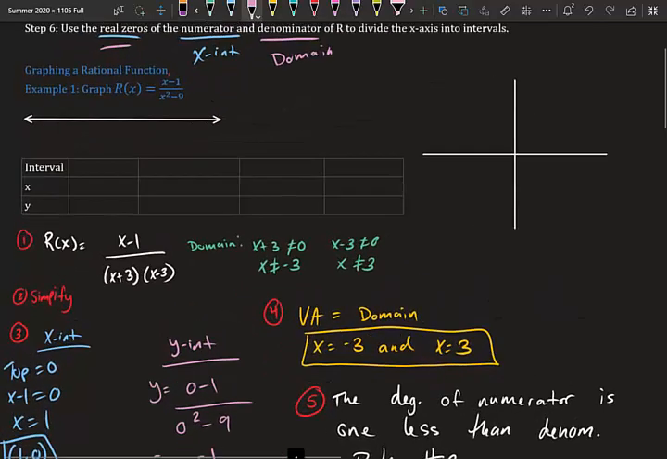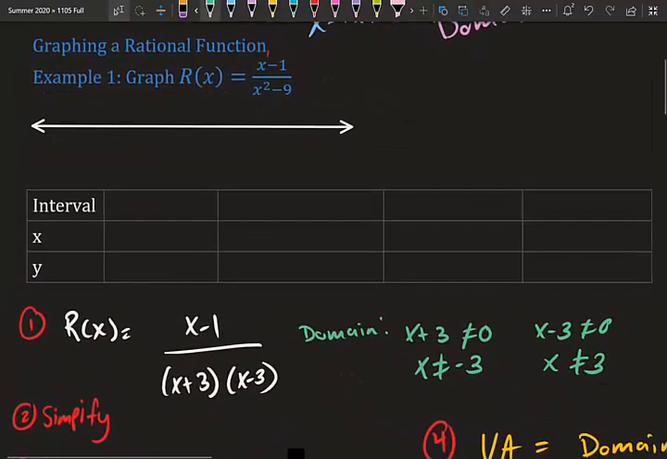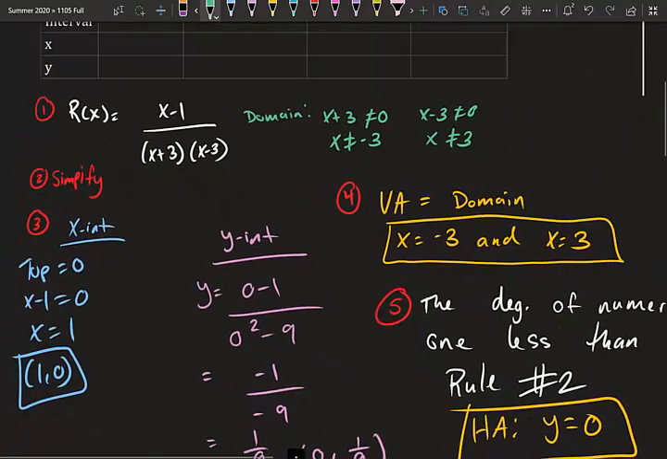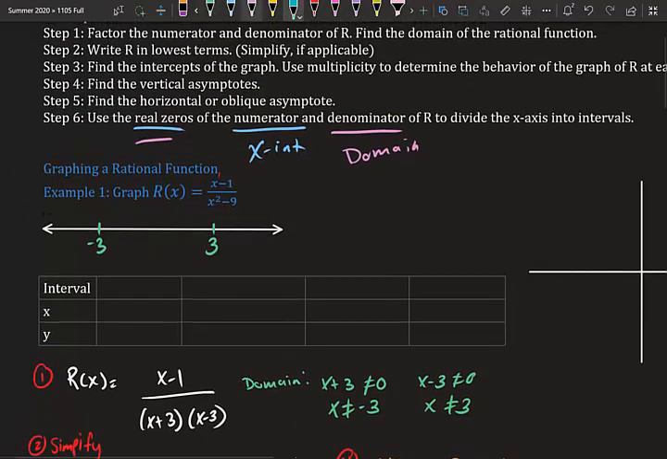So those are all of the x values we found. We're going to plot all the x values we found on our number line. We found -3 and +3, and then we also found 1. Now we break it up into intervals. Our first interval is -infinity to -3. Our next interval is -3 to 1. Our next interval is 1 to 3. Our last interval is 3 to infinity.